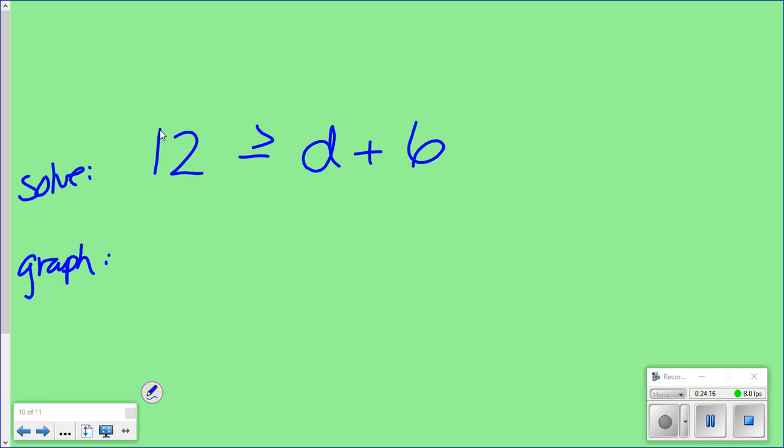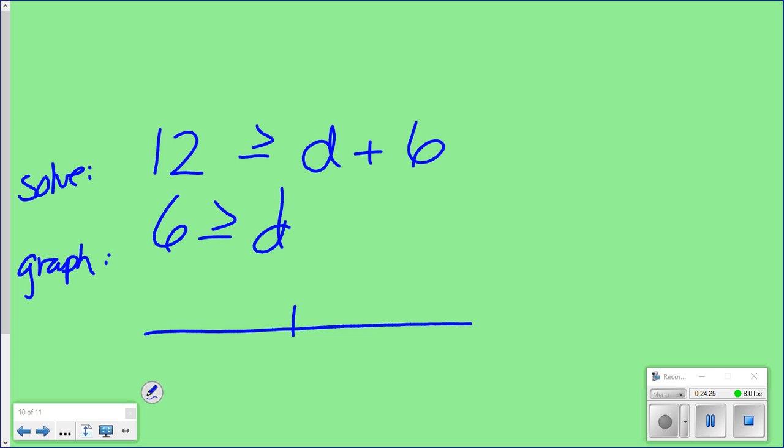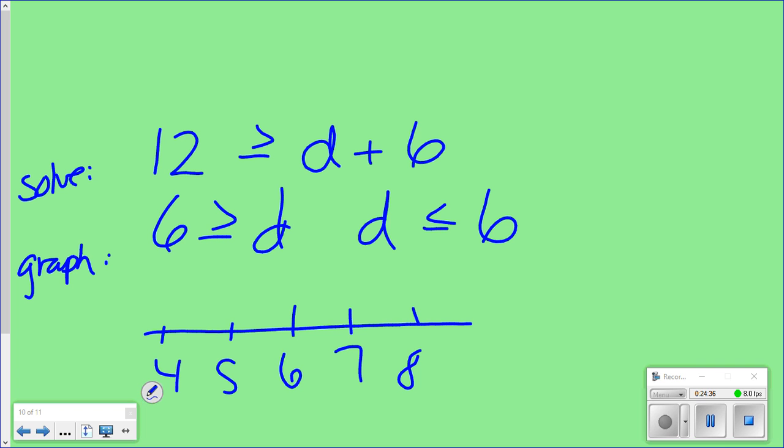My guess is when you solved it, this is what you had, right? Okay, when you graph, you can flip it around. You can do it like this: d is less than or equal to 6. You can also flip it if you want. Let's stick with this though. If I have 6 is greater than or equal to d, which way does my arrow have to go? To the left.